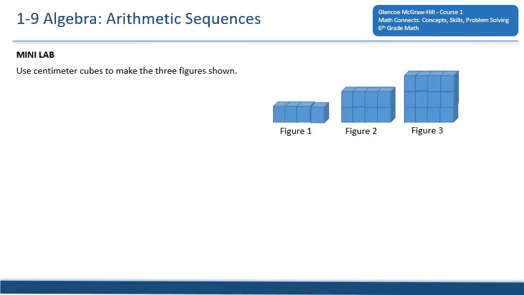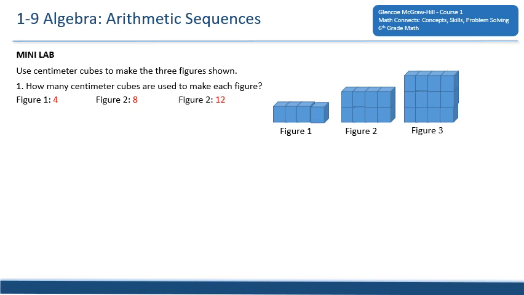Mini lab. Use centimeter cubes to make the three figures shown. How many centimeter cubes are used to make each figure? Figure 1, there are 4. We know that just by counting them. Figure 2, there are 8. There's 2 rows of 4. And then figure 3, there are 12. There are 3 rows of 4.